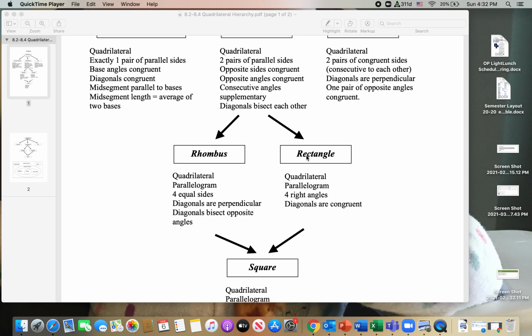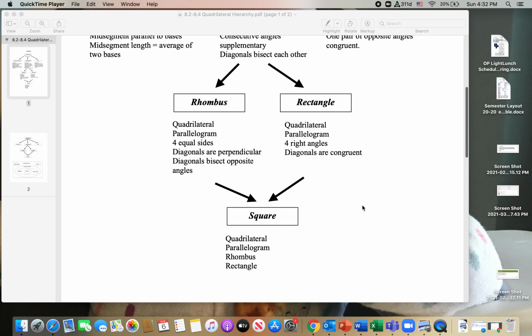In a rectangle, it's a quadrilateral, it's a parallelogram, it has 4 right angles, and the diagonals are congruent. And in a square, it's a quadrilateral, it's a parallelogram, it has everything the rhombus does, so it has 4 equal sides, diagonals are perpendicular, diagonals bisect opposite angles, and it has everything the rectangle does, 4 right angles, diagonals are congruent. That's what you should have in your notes.